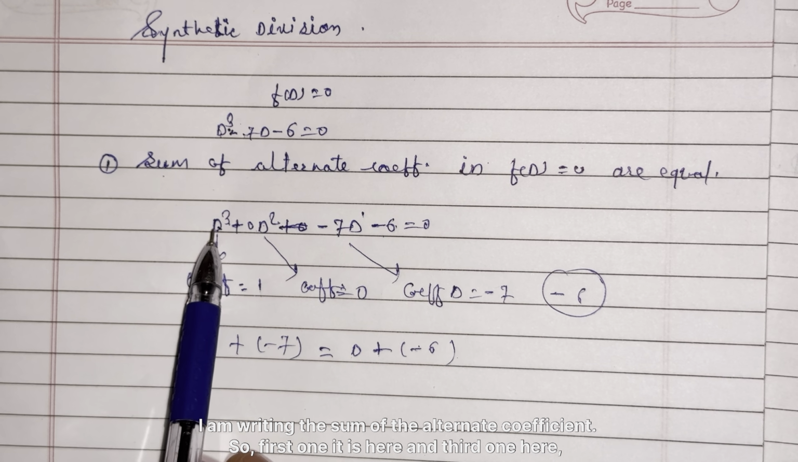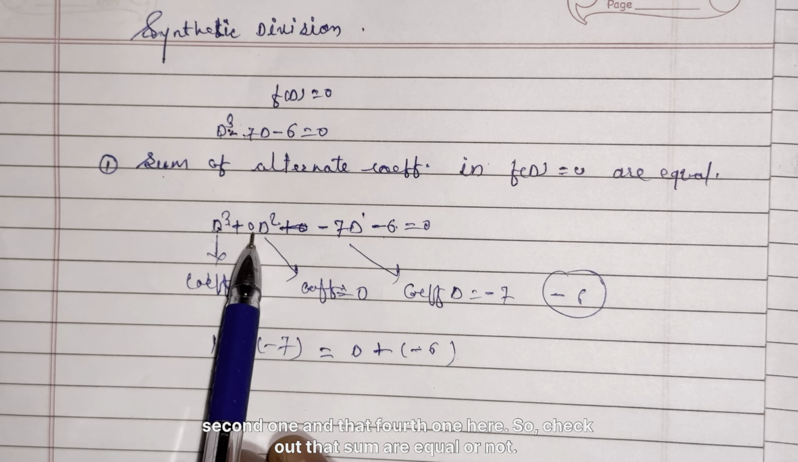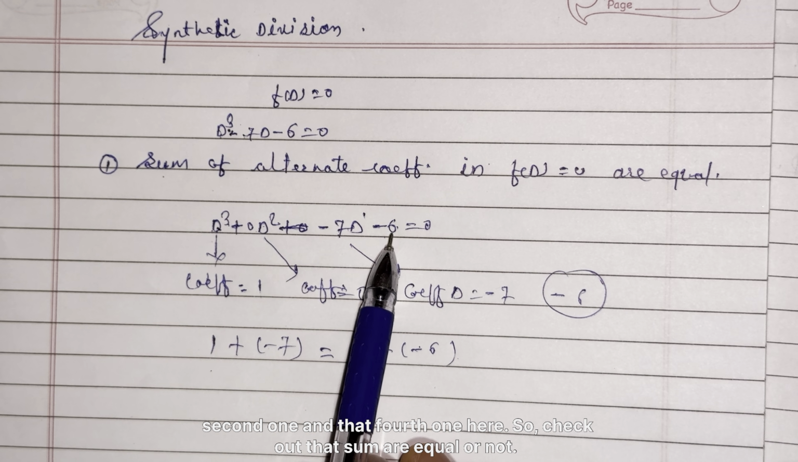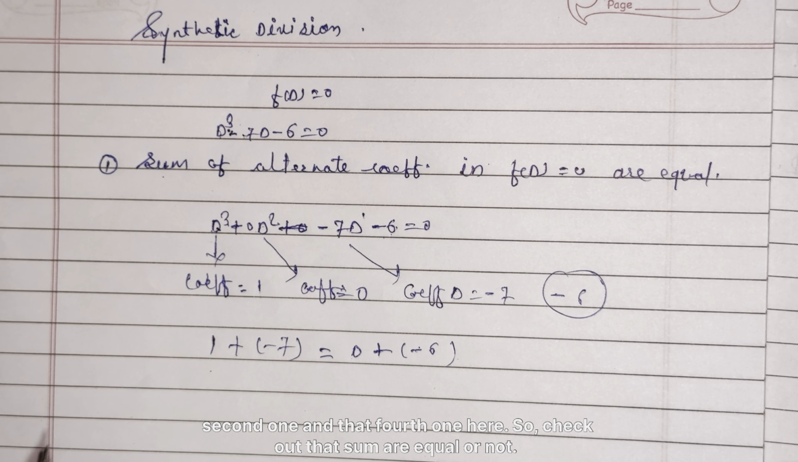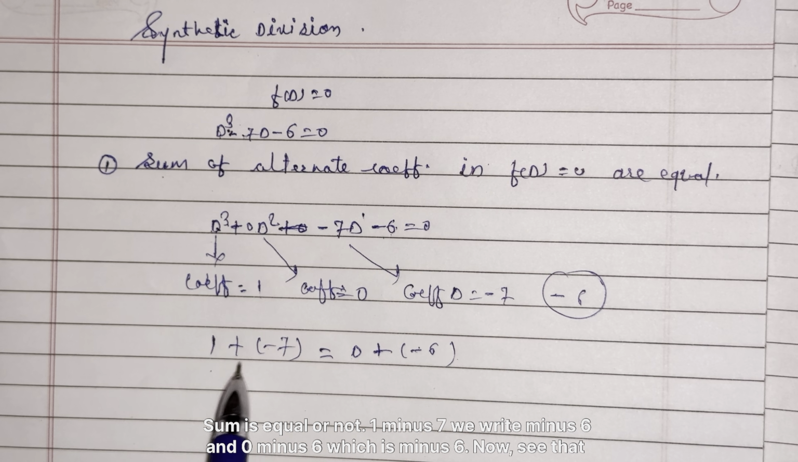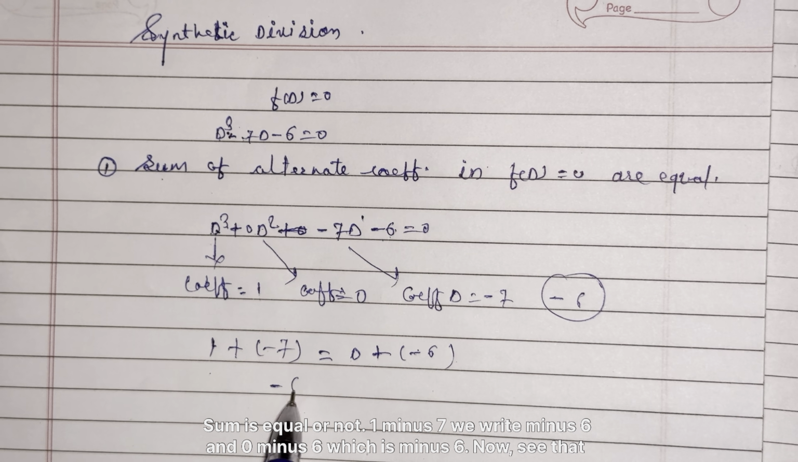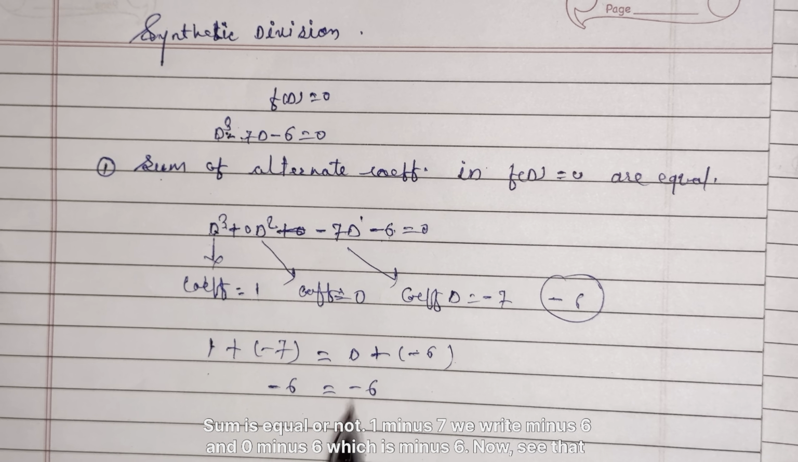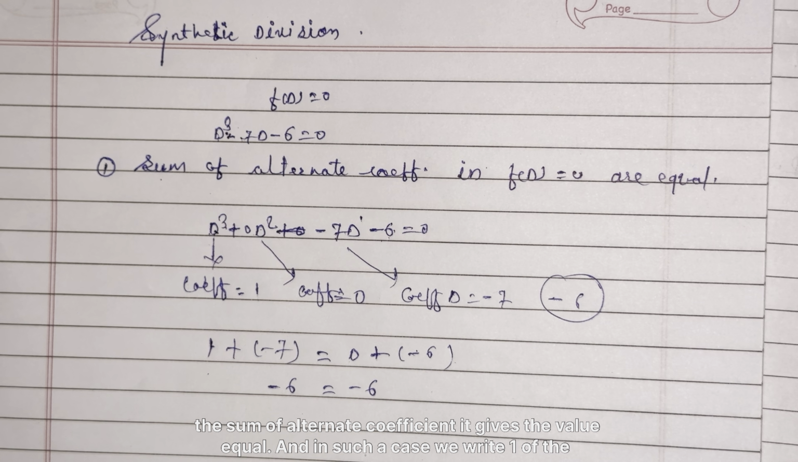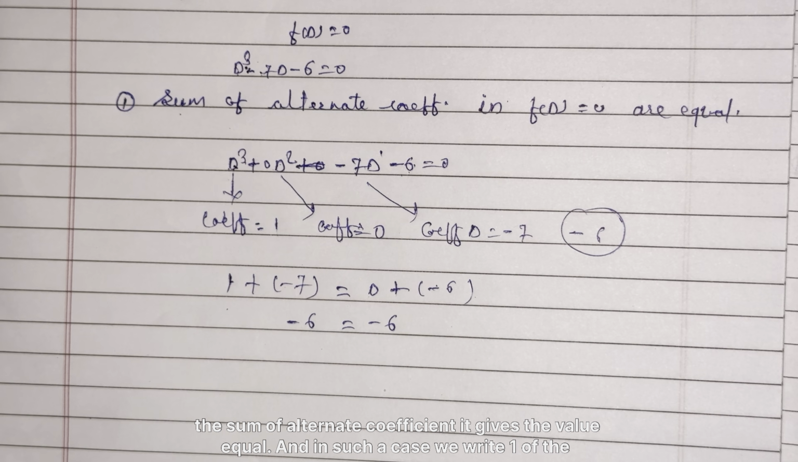The first one is here and the third one here, the second one and the fourth one here. So check whether the sums are equal or not. 1 minus 7 we write as minus 6, and 0 minus 6 is minus 6. Now see that the sum of alternate coefficients gives equal values.